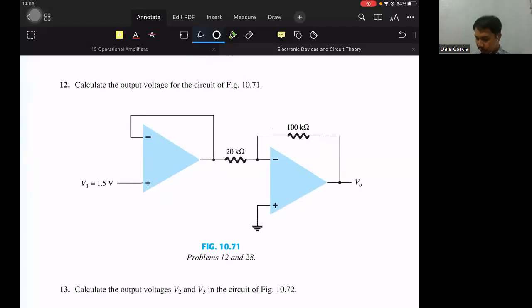What is the first stage? Inverting, non-inverting. What is the name of the first stage of the amp? What is this one? Inverting.